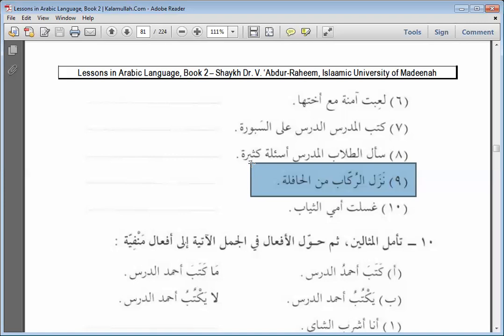Nazala, yanzilu. Remember, when you're learning a verb, you have to learn the present tense with it. Why? Because the vowel on the middle letter varies from one verb to the other. So here we have the present tense verb taking a kasra on the middle letter. Okay? Kasra on the middle letter. So say after me: nazala, yanzilu.